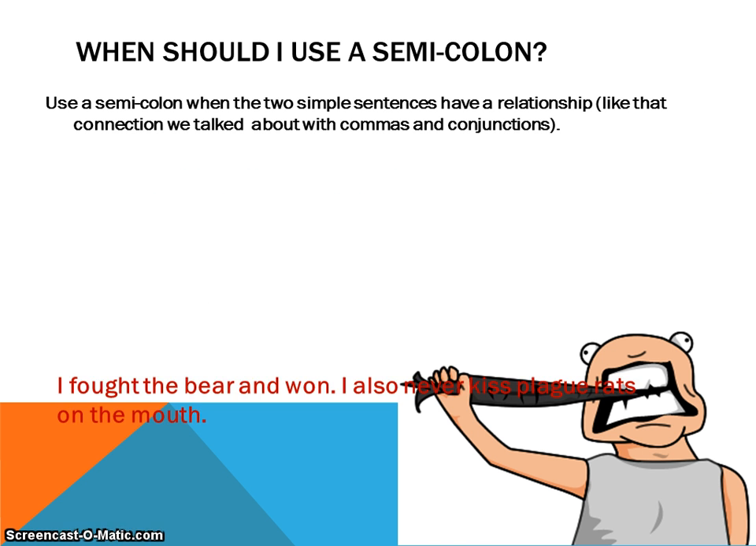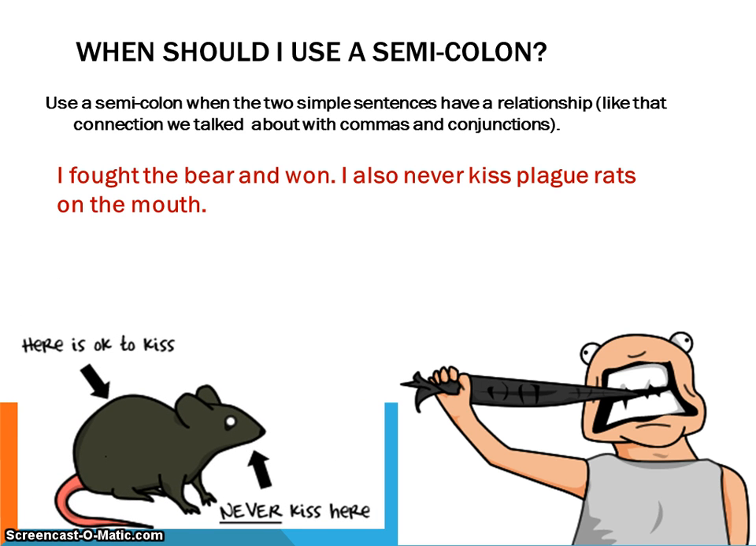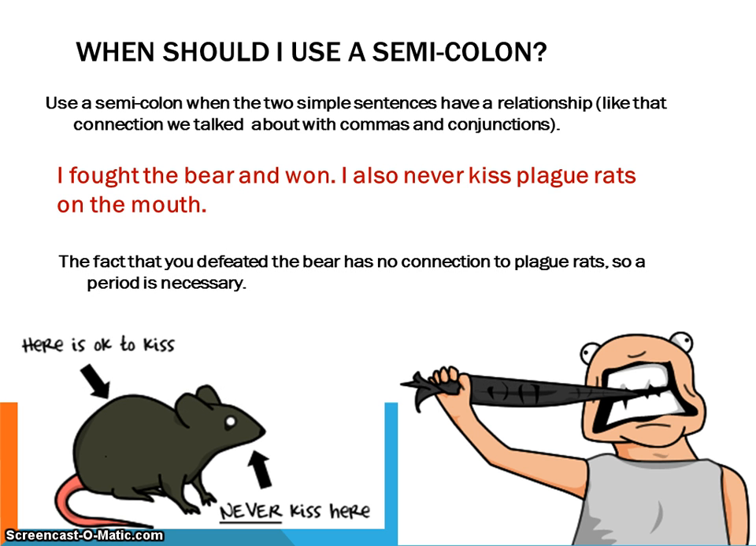Another example. I fought the bear and won. Period. I also never kiss Plaguerats on the mouth. This one has no relationship. Just because you fought a bear and won, there's no connection to the Plaguerats. So you wouldn't have a semicolon in this instance. You would use a period.